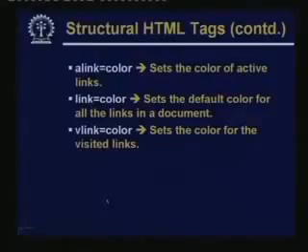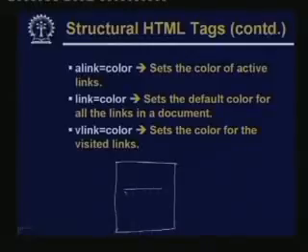Now in addition to these three attributes, there are other attributes also. You may be aware that an HTML document contains links to other documents. There may be some portions which are clickable. If you click on the mouse, you go to some other document. These are called hyperlinks. Now you can specify the color of the hyperlinks, the color in which they will appear. There are actually three parts to it.